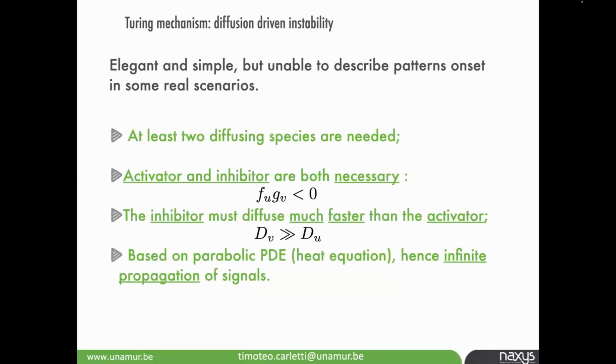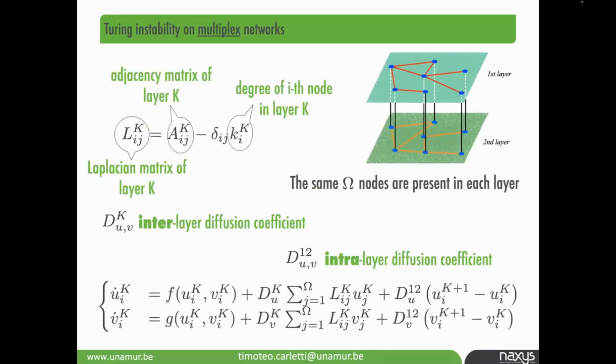Okay. So in conclusion, for the first part, you need the 2 diffusive species. The inhibitor will go faster. And as I said, you have this PDE because you have this infinite speed, but we can now read off all these quantities. So let me now go to the part where I go beyond networks.